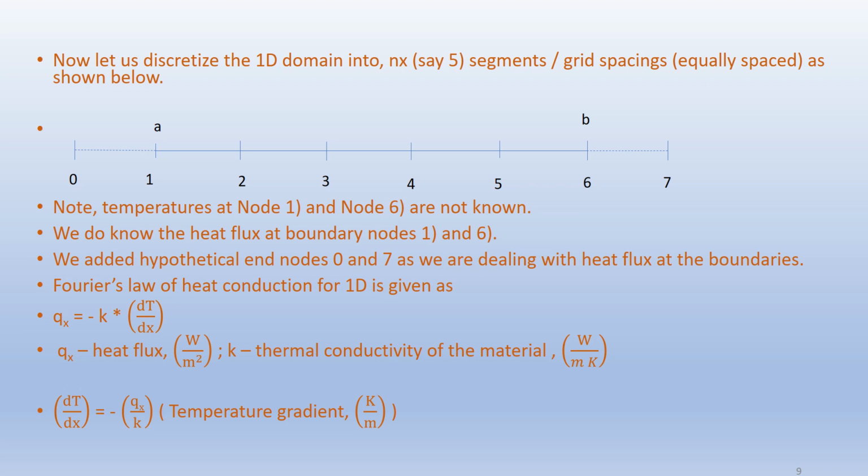According to Fourier's law of heat conduction for one dimension, Qx equals minus K times dT over dx, where Qx is the heat flux in watts per meter square, K is the thermal conductivity of the material in watts per meter Kelvin. That equation can be rearranged as dT over dx equals negative Qx over K, and this indicates the temperature gradient in kelvins per meter or degrees Celsius per meter.